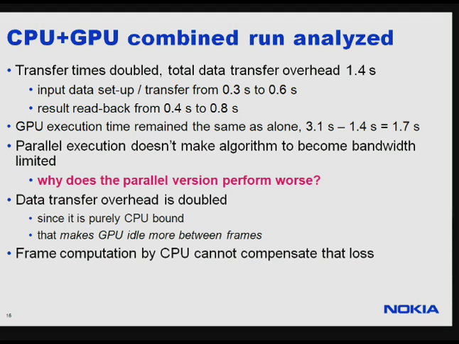There's more overhead now for data transfer because you have to synchronize two processors. The GPU execution time remained the same as before, but there's more overhead for the data transfer. So really the problem is that the data transfer overhead is doubled. And whenever you transfer data, the CPU is fully utilized. It's not idling. So when the CPU is moving data or processing it and there's no data for the GPU, the GPU just needs to idle there.